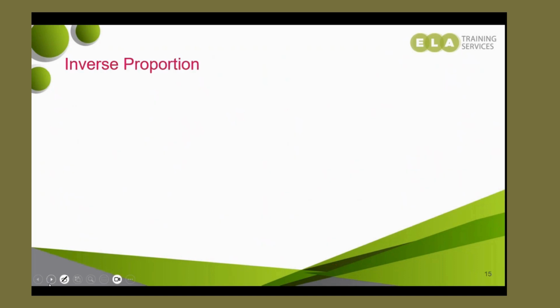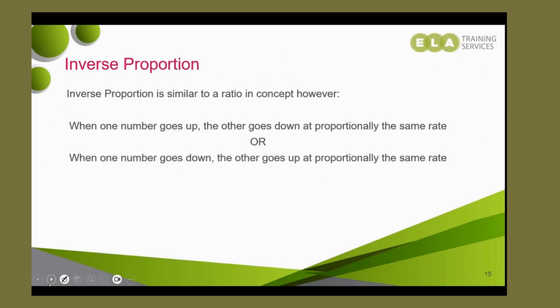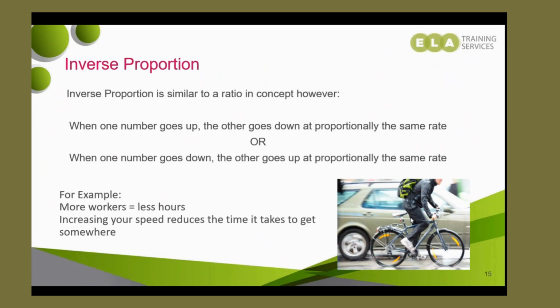So our last topic that we are going to look at is what we call inverse proportion. Inverse proportion is similar to ratio, so direct proportion. However, when one number goes up, the other goes down at the same rate, or when one number goes down, the other goes up at the same rate. So think more workers reduces the time a job is done, or increasing your speed reduces time. So it's all about one thing being increased that causes the other to be decreased.